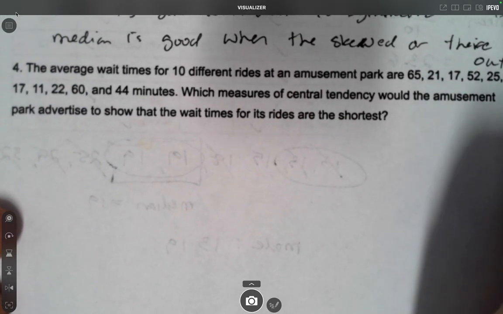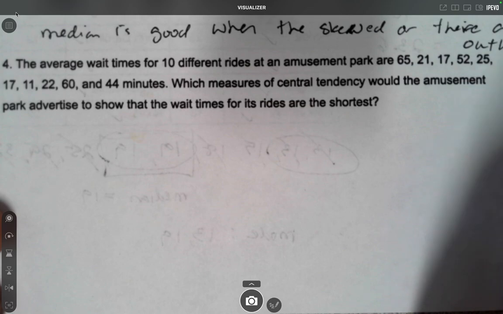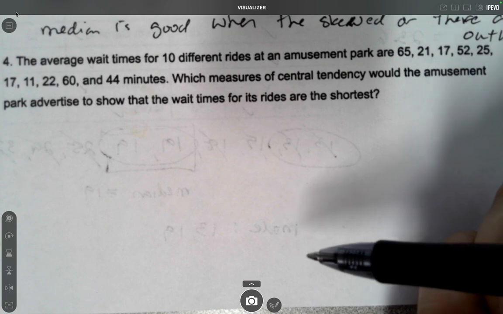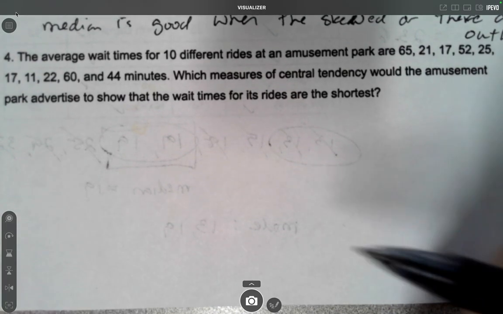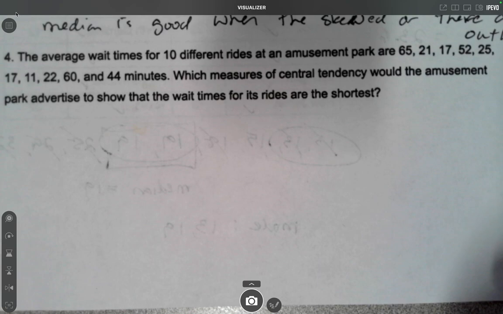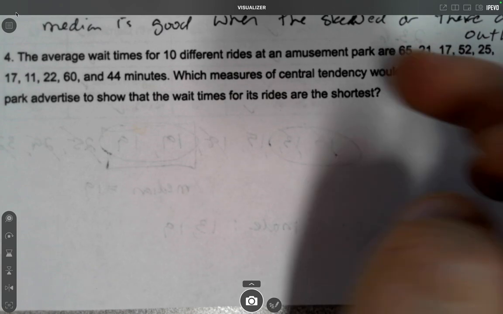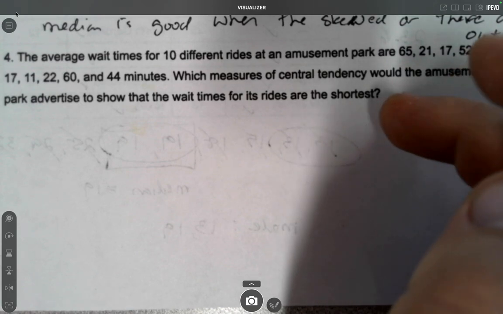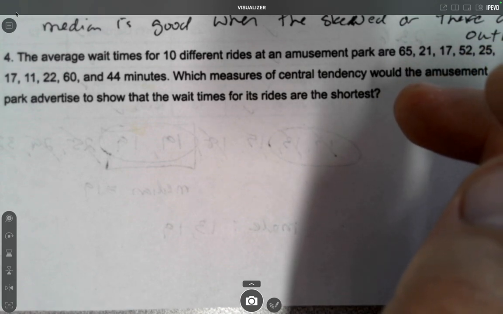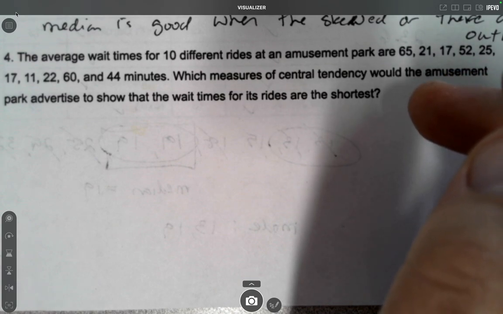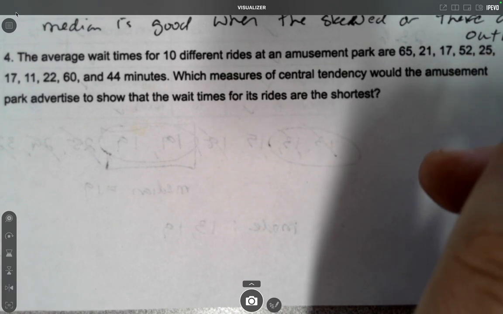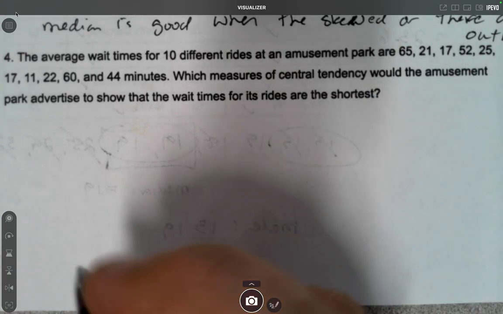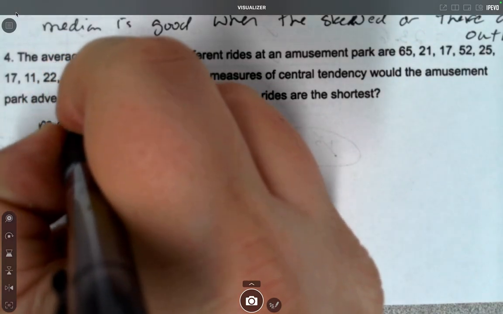Okay, last one. The average wait times for 10 different rides at an amusement park are these 10 numbers right here. So which measure of central tendency would the amusement park advertise to show that the wait time for its ride is the shortest? So notice, it's not saying mathematically which one is best. It's saying, given you're advertising for your amusement park, you want to make wait times for rides seem low. So what's best for this business is to pick the lowest of the three. We need to look at mean, median, and mode.